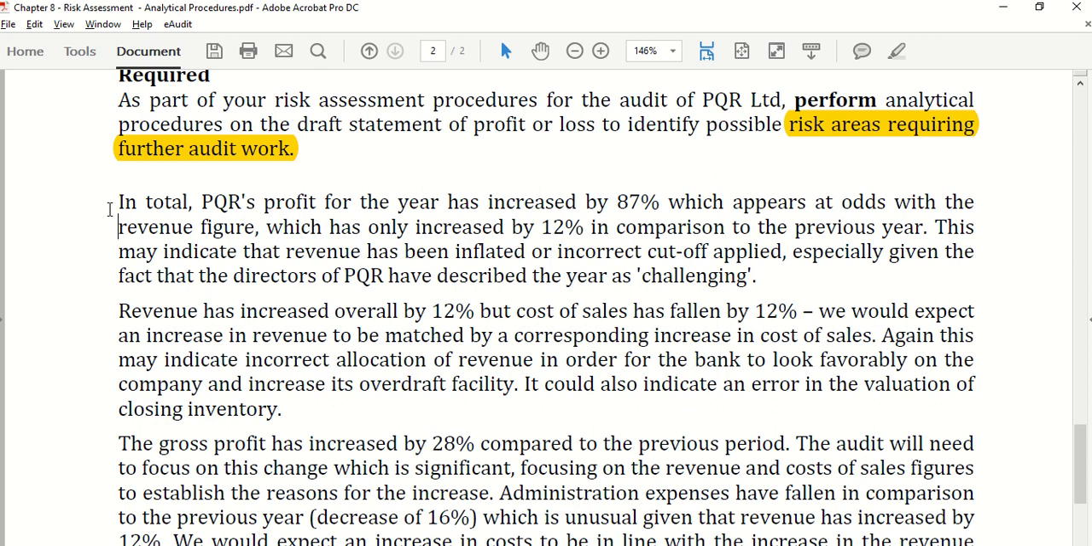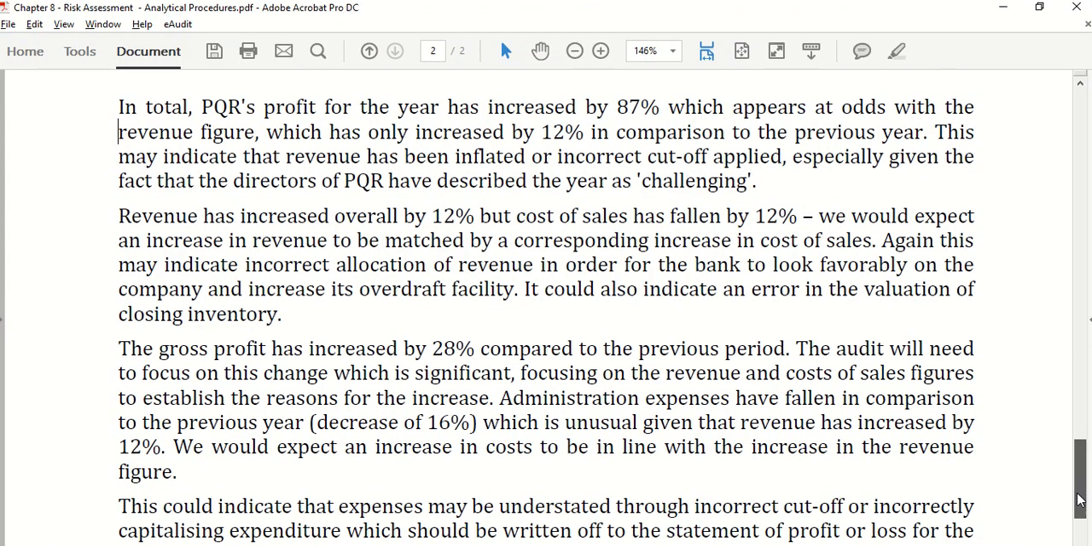Revenue has increased overall by 12%, but cost of sales have fallen by 12%. We would expect an increase in revenue to be matched by a corresponding increase in the cost of sales. Again, this may indicate incorrect allocation of revenue in order for the company to look favorable to the bank and increase its overdraft facility. Yes, they are willing to get a bank overdraft also, right? So maybe they manipulate the revenue. It could also indicate an error in the valuation of the closing inventory. Maybe sometimes the closing inventory is wrong, where you want to focus.